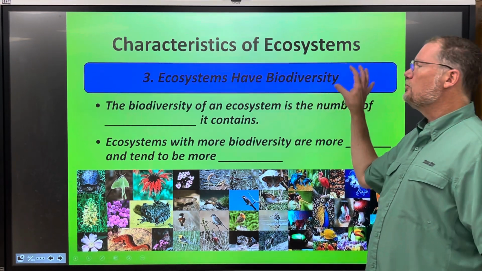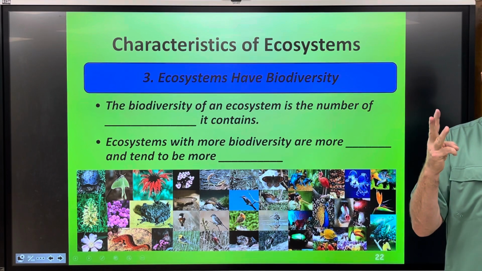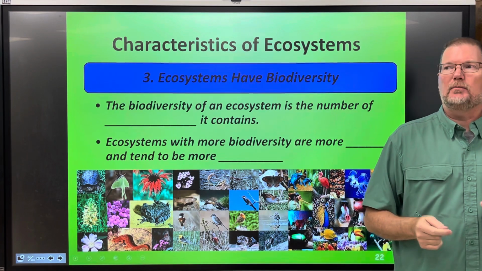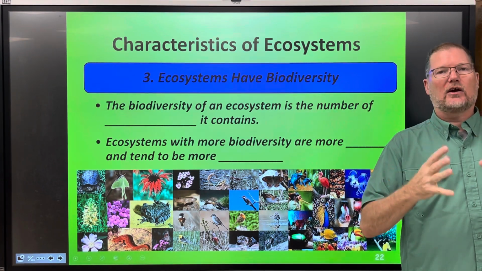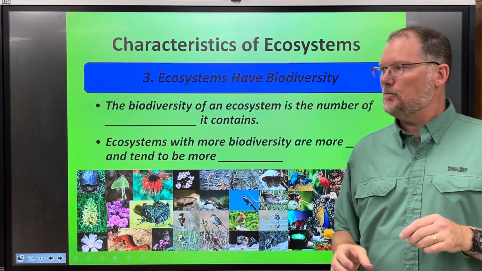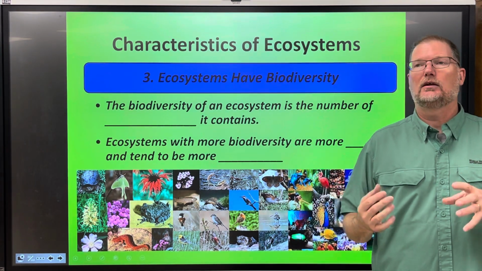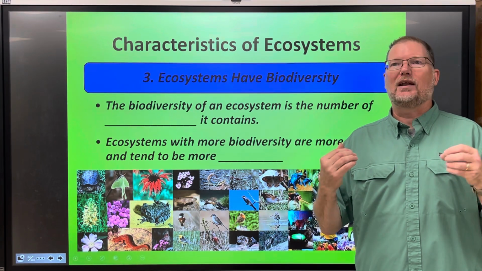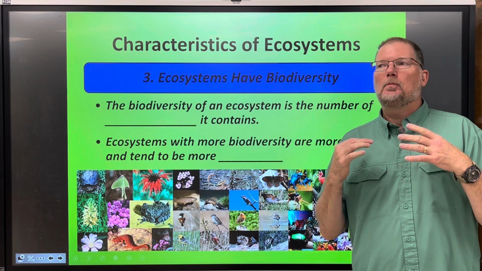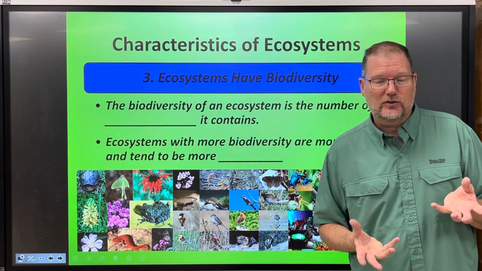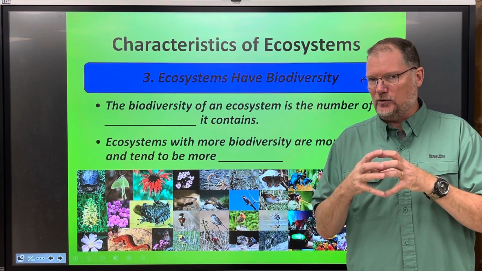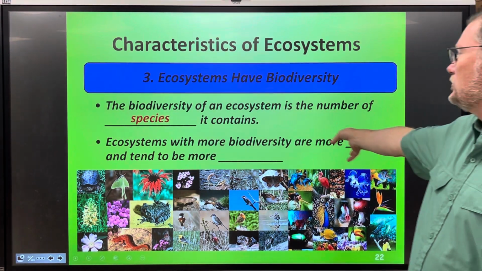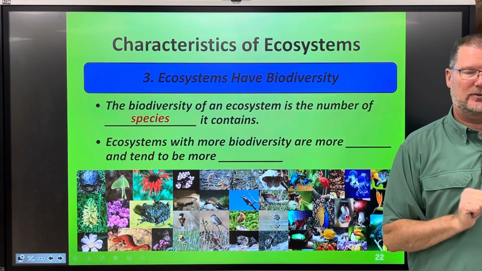So the ecosystems have biodiversity. This is the third aspect. We know what diversity means. It means having genetic variation spread throughout the population, right? So biodiversity means you've got many different species. If you're asking what the biodiversity is, are there a lot of species in the ecosystem, or are there a small number of species in the ecosystem? That's what biodiversity means, okay? So it's the number of species the ecosystem contains.